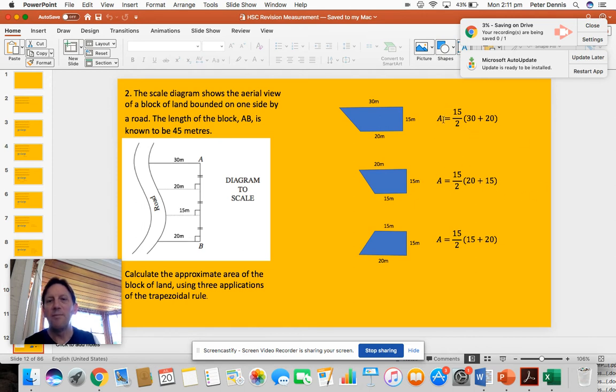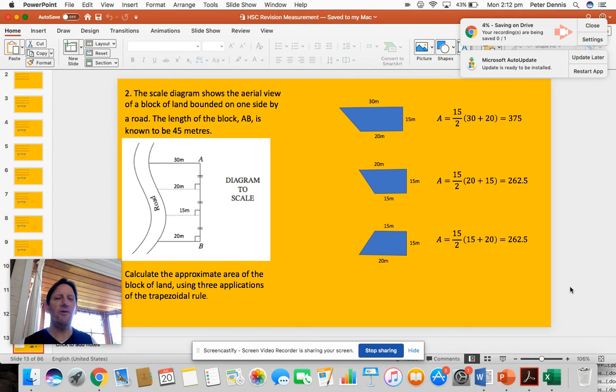So the area equals 15 over 2 outside of 30 plus 20, so 50, plus 15 over 2 outside of 35, plus 15 over 2 outside of 35 again. We can calculate all of them. That's just straight in the calculator. So the total area is just going to be these three things added together.